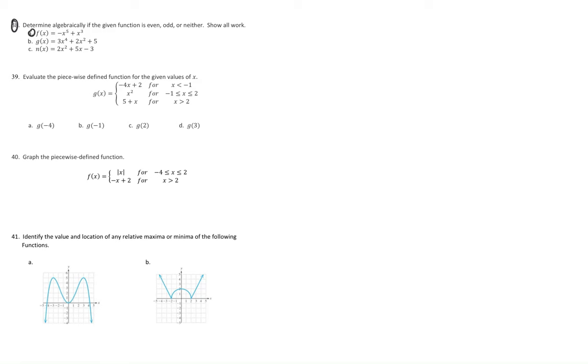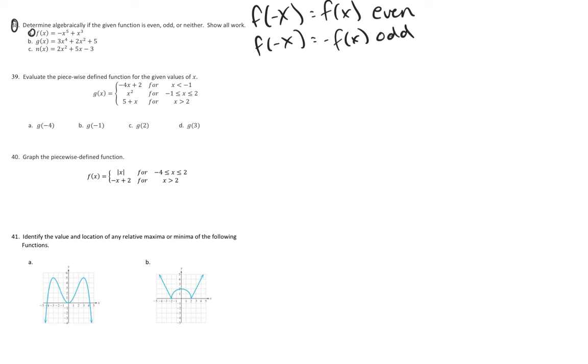So to test if a function is even or odd, we plug in a negative x into our f of x. And if we end up with our original function, then our function is even. If we end up with the negation of our original function, then our function is odd. And if neither of those two things happen, then it's neither, right?